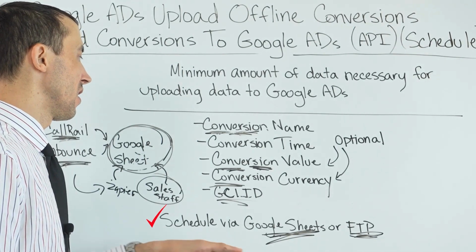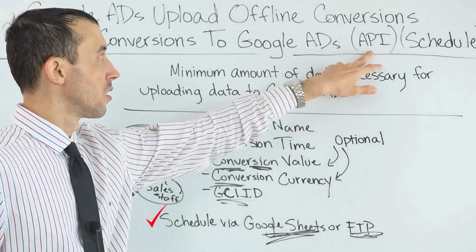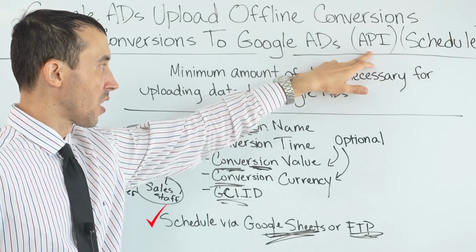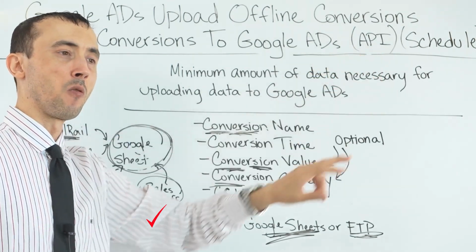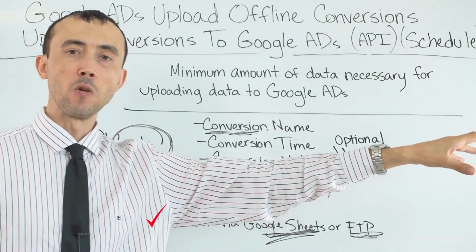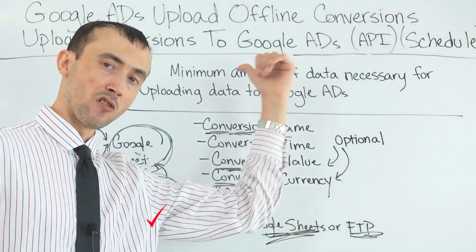With all that said, you can also do an FTP schedule. Also, through their API system, if you had an intermediary software where you send data, you could then send conversion data to Google Ads through the Google Ads API.